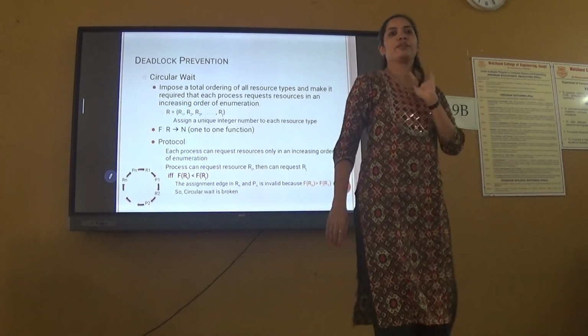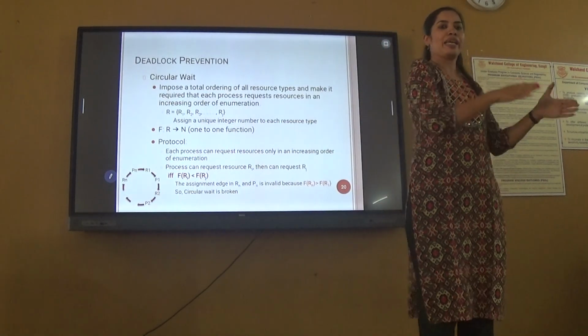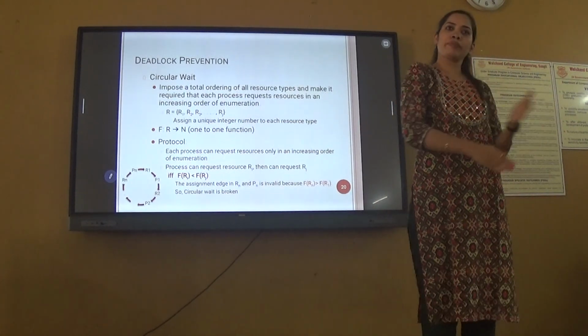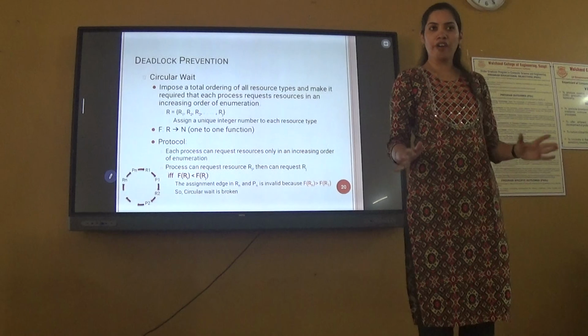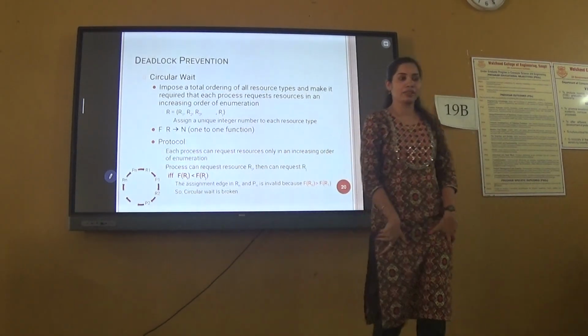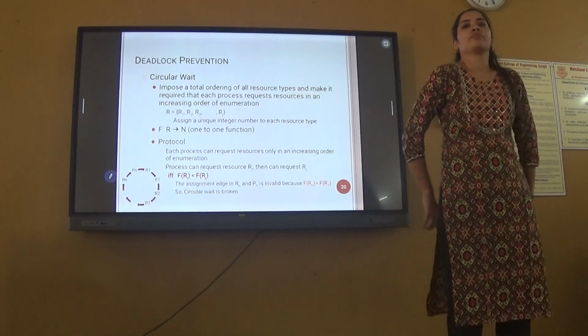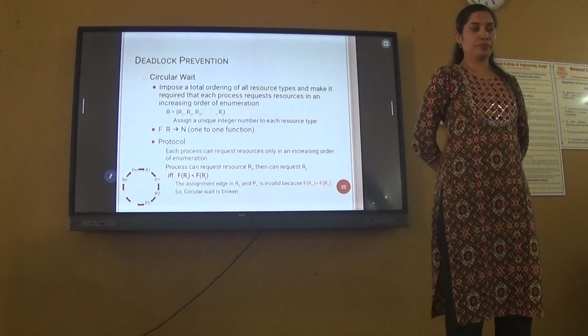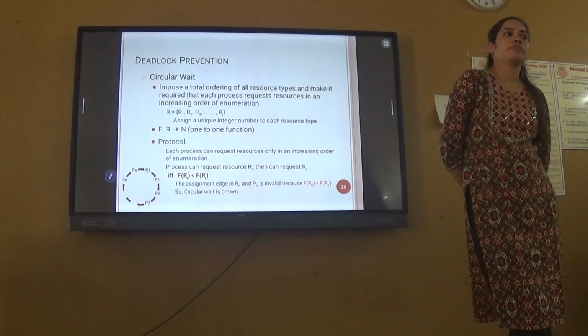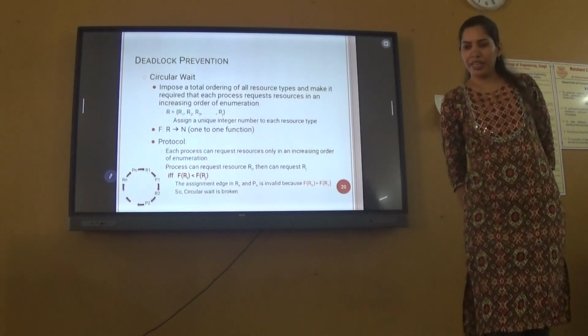Avoid the circular wait. What is the circular wait? A is waiting for B, B is waiting for C, C is waiting for A. Ban it. How can we ban it?